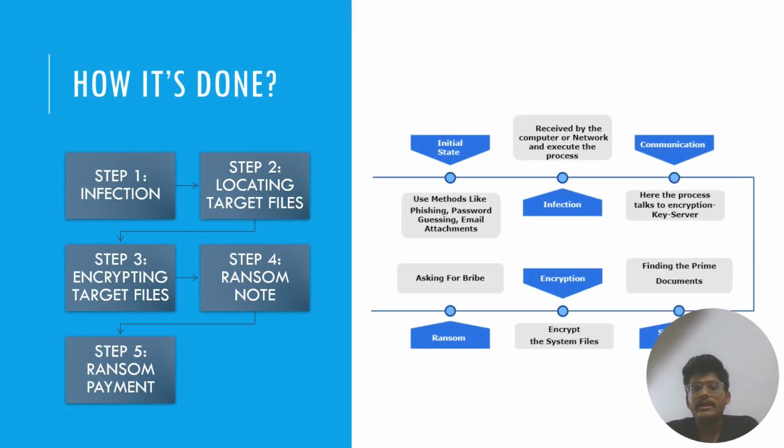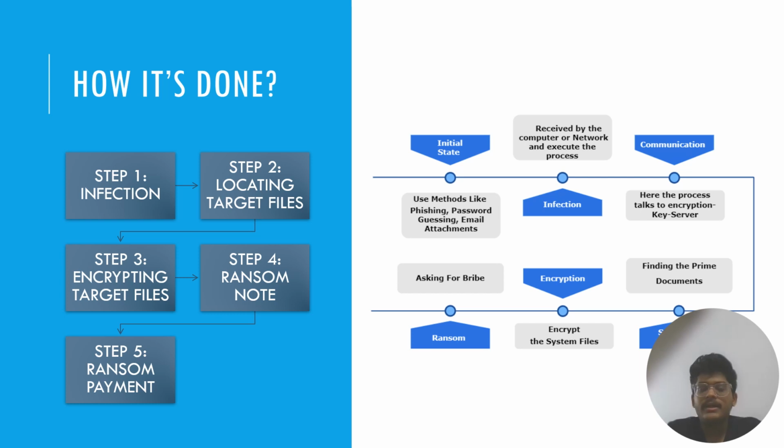Okay, so now let's see how it's done. Step 1 is infection. Attackers use methods like phishing, password guessing, email attachments, etc. to infect the user's host system. Then, step 2 is locating the target files. They try to locate the files that may be sensitive to the user or may be required by them to continue their work, like in an organization.